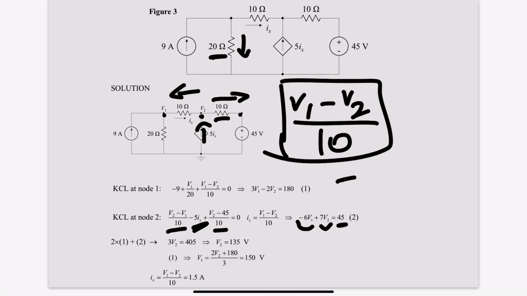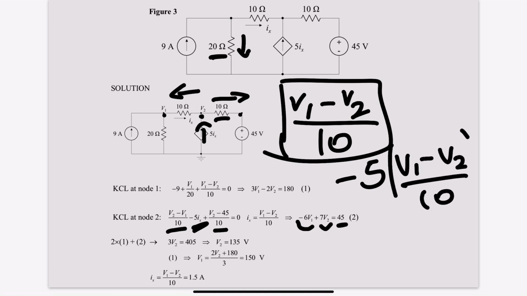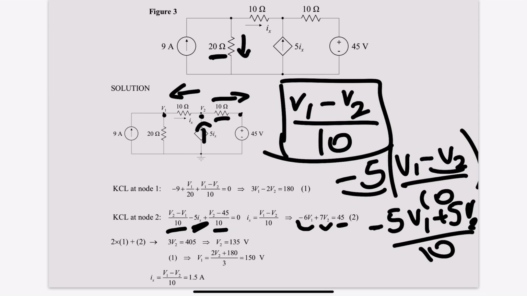Keep in mind when we expand minus 5Ix, it's going to be minus 5 times (V1 minus V2) over 10. Then we take this minus 5 inside: minus 5V1, and minus 5 times minus V2 is going to be plus 5V2, all over 10. So we multiply by 10, and we've got a minus 5V1 coming out from this equation and a plus 5V2. This is why we've got V2 as a positive value and a negative value for V1, negative 6. This is the second equation.